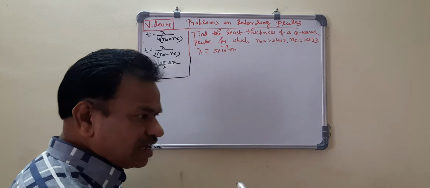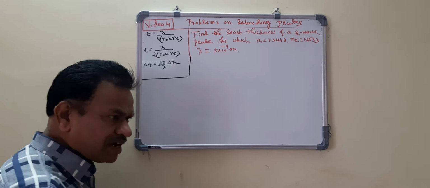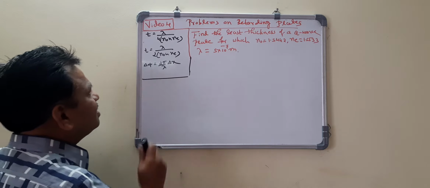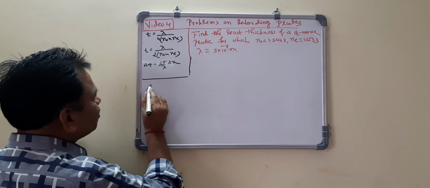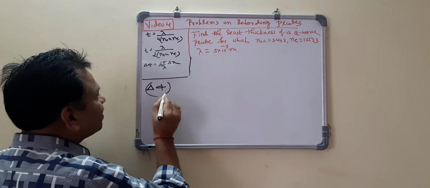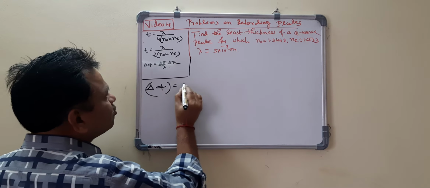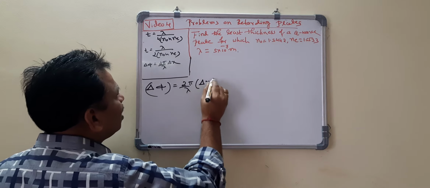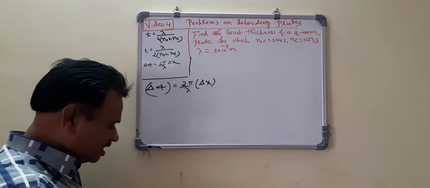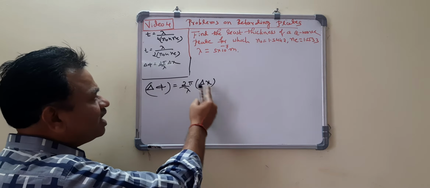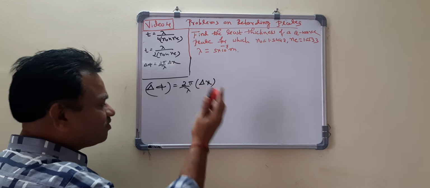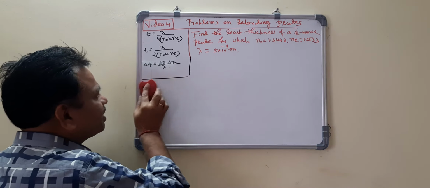And this is the equation you use many times in the interference chapter and also in diffraction, where the phase difference delta phi is equal to 2 pi by lambda into the path difference. Some books write only delta, but some books write delta x, where x stands for distance. That's why I have written it here.